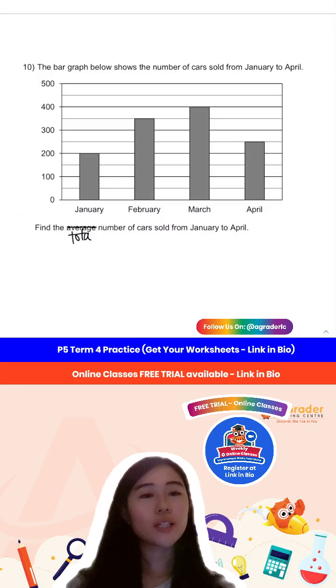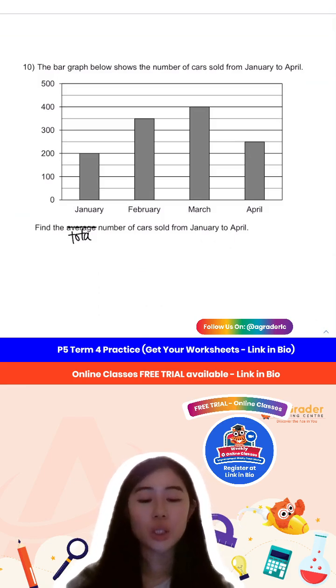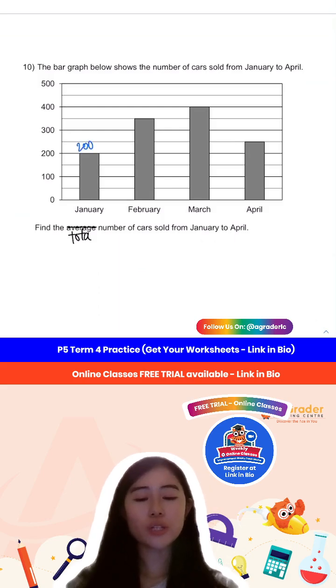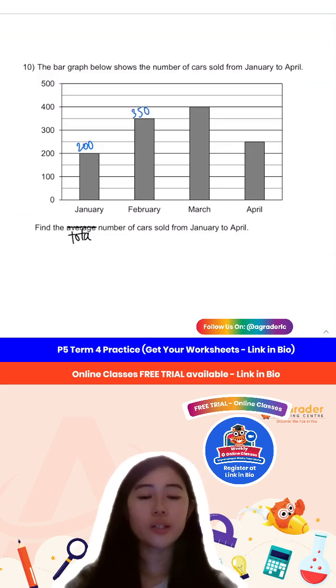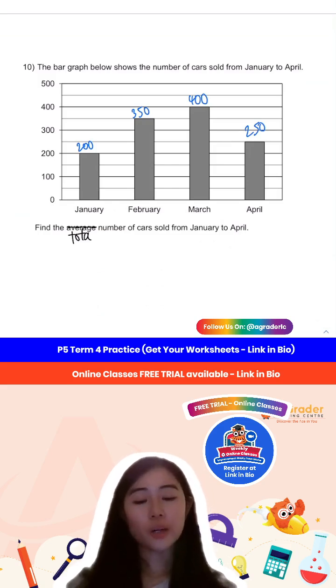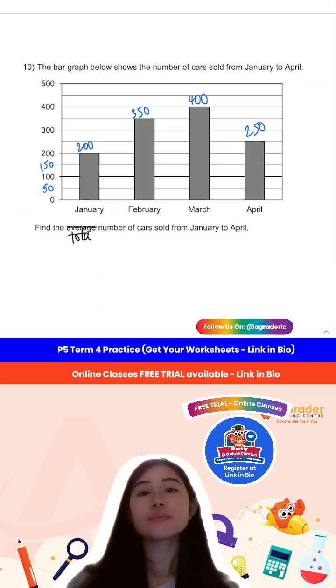Okay, so let's go through this. I'm just going to list down the numbers for each month first. For January, that's 200. February is going to be 350. March is 400. And then April will be 250. For each of these gaps, it is 50. So each gap is 50 for this bar graph.